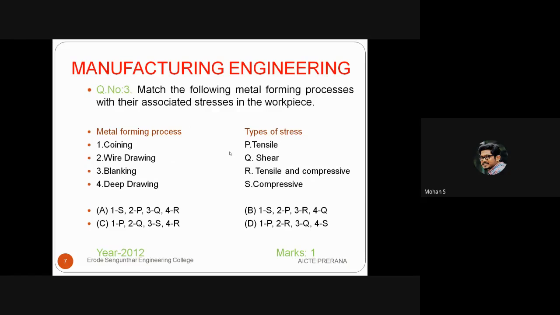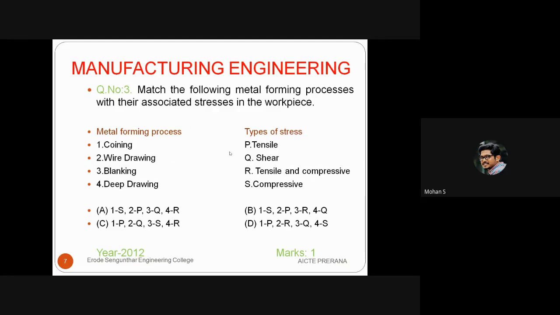It means that we have four types of metal forming processes. In each metal forming process, what is the type of stress the material is experiencing? Let us see the options now. We have metal forming processes. The first process is coining. Coining is the process of compressing the material and creating an object. Next is wire drawing. In wire drawing, some type of load will be acting. Then blanking. At the last they have given the deep drawing process.